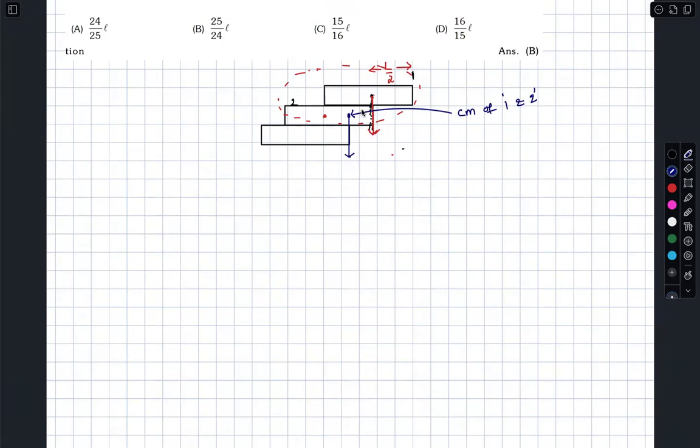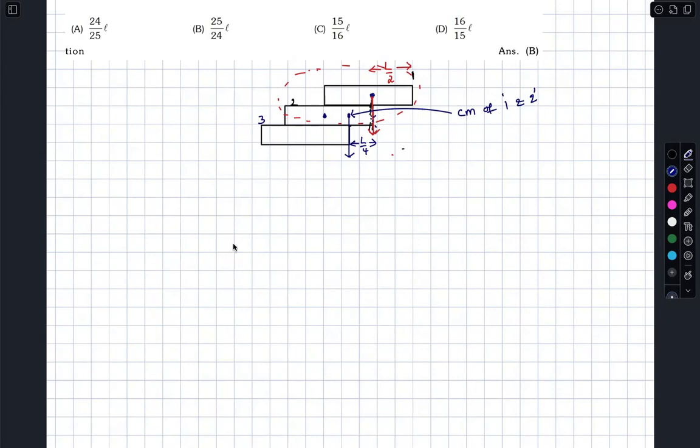If it is to the left of 3, no issues. If it is slightly to the right of the right end of 3, the entire system will topple. By the way, this distance is L by 2 and this mass is the same. Therefore, obviously, this should be L by 4. This distance is L by 2, so this distance is L by 4.